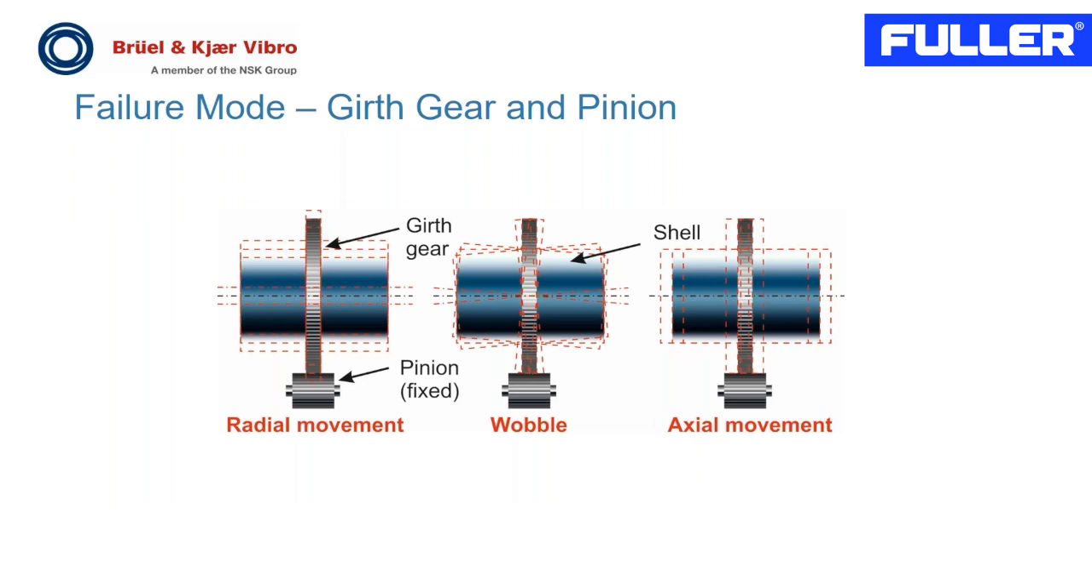And secondly, the pinion gear, by contrast, is rigidly mounted on the support foundation. This means any relative motion between the girth gear and the pinion will impact the pinion itself. And as shown in this figure, there can be a radial movement, wobble, and axial movement of the girth gear in relation to the pinion.